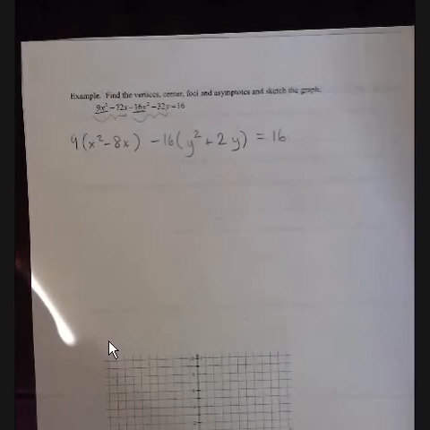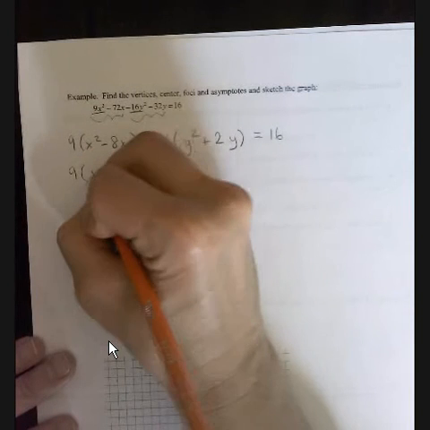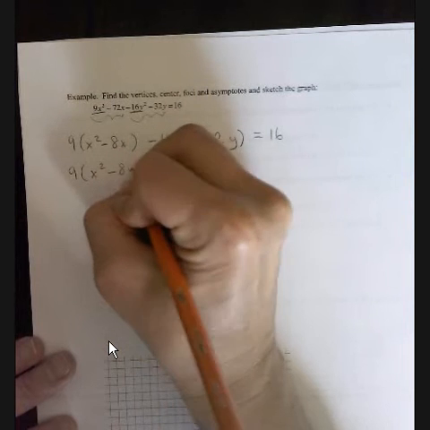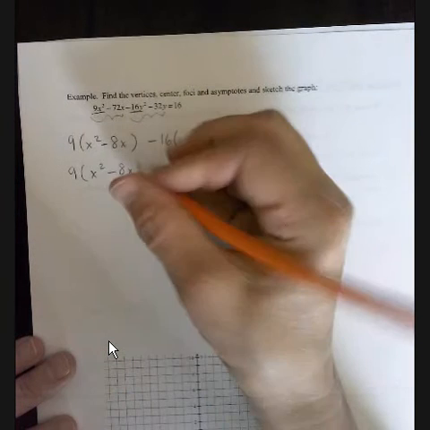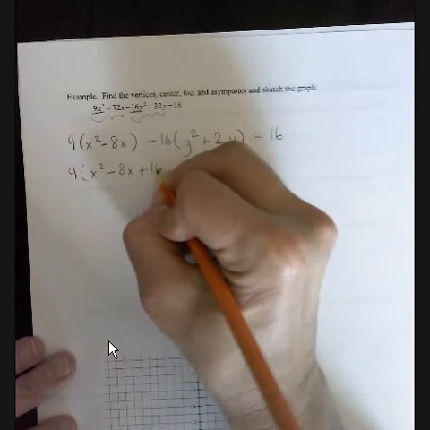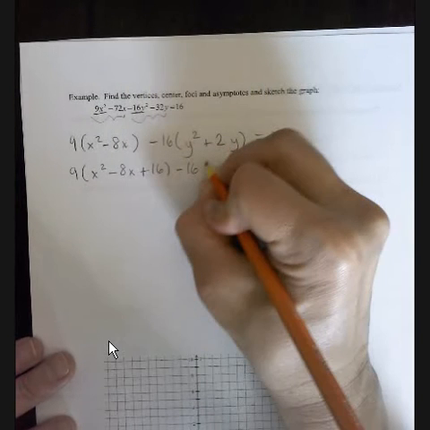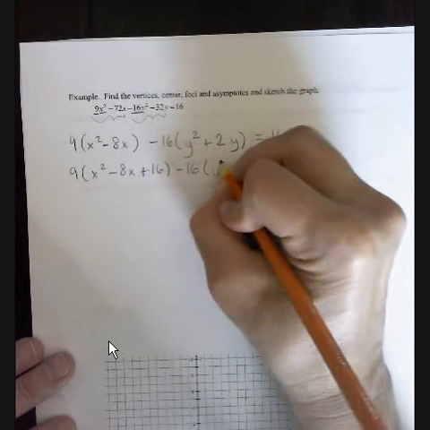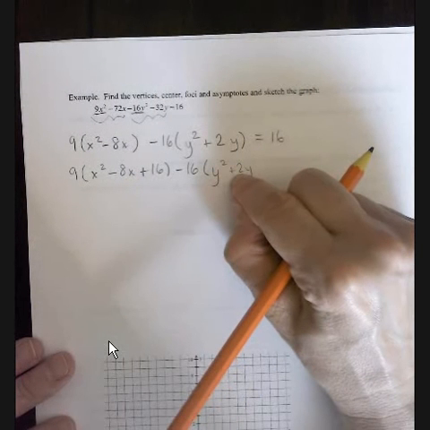Now I'm going to complete the square in the parentheses. So x squared minus 8x, negative 8 divided by 2 is negative 4, and negative 4 squared is positive 16. This last term should always be a positive, right? Because you're squaring something. And then in the y squared term, 2 divided by 2 is 1, and 1 squared is 1.